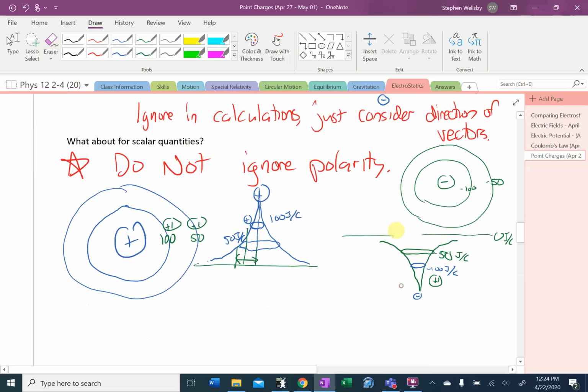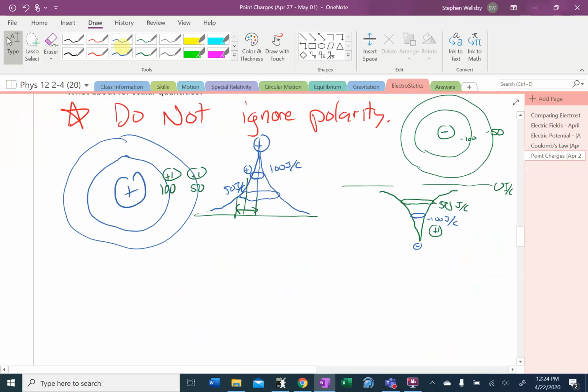So when you're calculating this, you will have to take into account the polarity. Remember, this is potential energy and potential. They're both scalars, so there's no arrows involved. We don't have potential to the left or potential to the right or potential energy up or potential energy down. We just have a physical number, 50 joules, 100 joules. There's no direction accounted for in that.